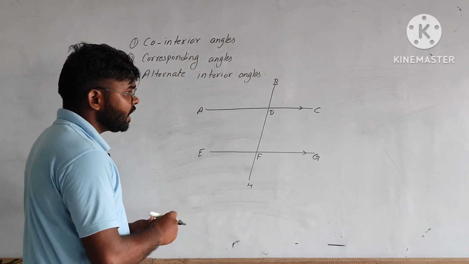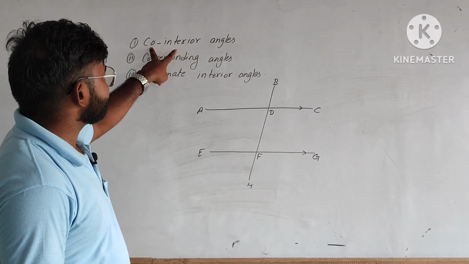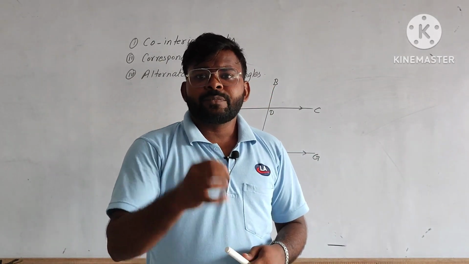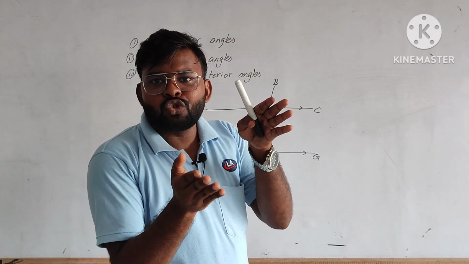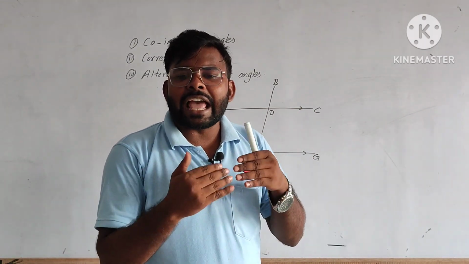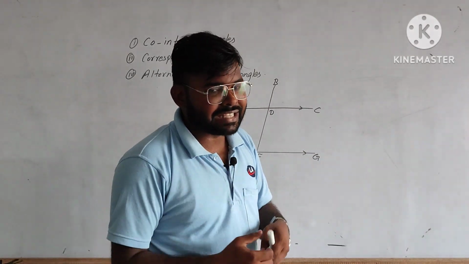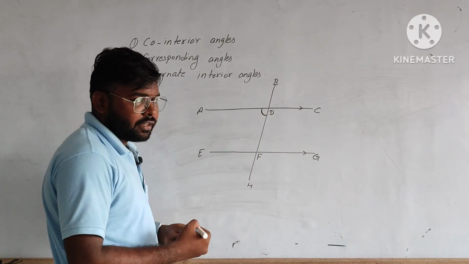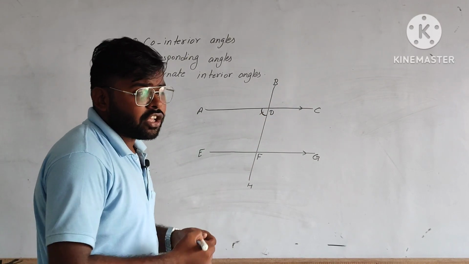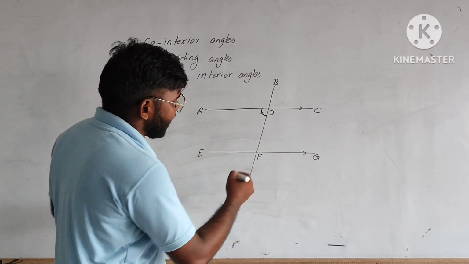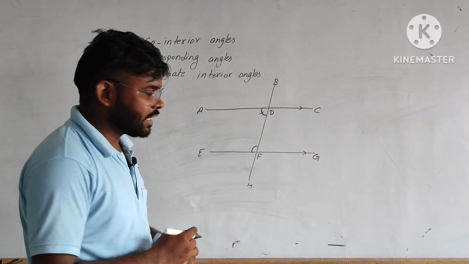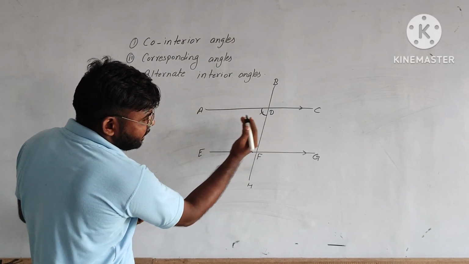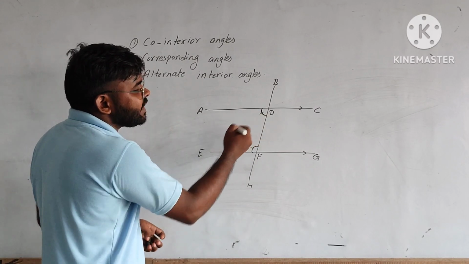Now suppose there are co-interior angles. Always remember, co-interior angles means the angles which are between the two parallel lines, and these angles are on the same side. For example, if we take this angle here, then the angle which is co-interior with this is this one. You can see both angles are inside the parallel lines and on the same side, so they are co-interior angles.